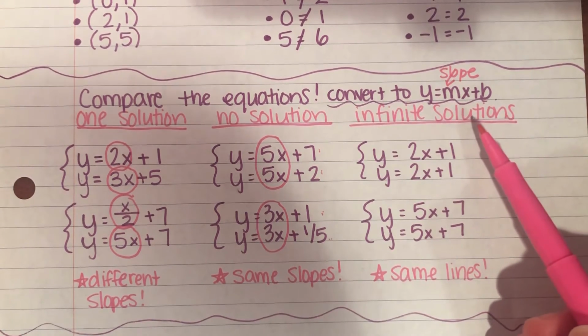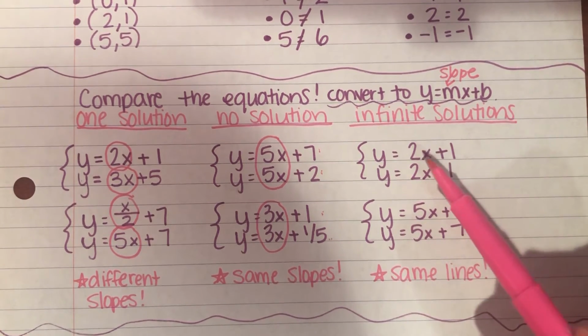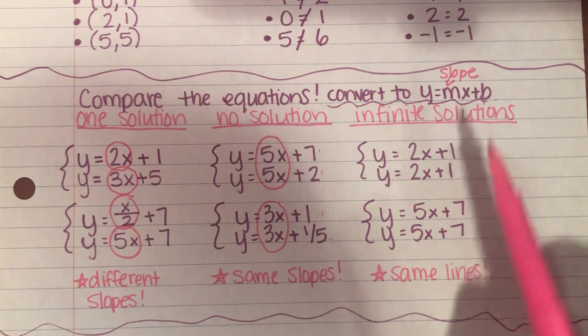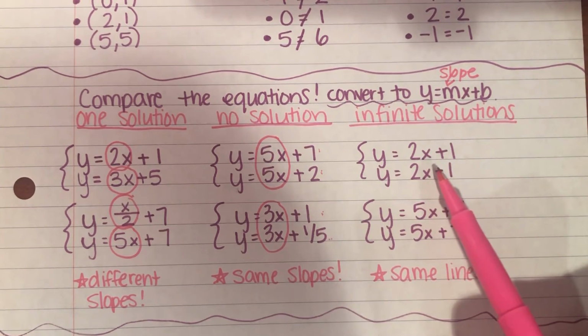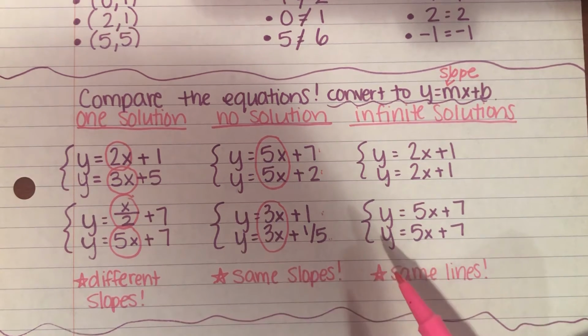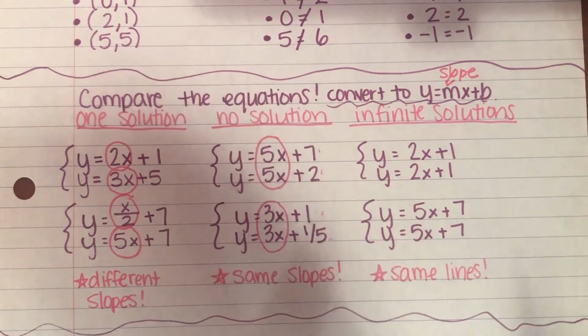And for infinite solutions, we have to have the same exact line, so the same slope and the same y-intercept. And that just means that your image of the graph is going to look like one line. They're just stacked right on top of each other. So it looks like one line, but there's really 2 there.